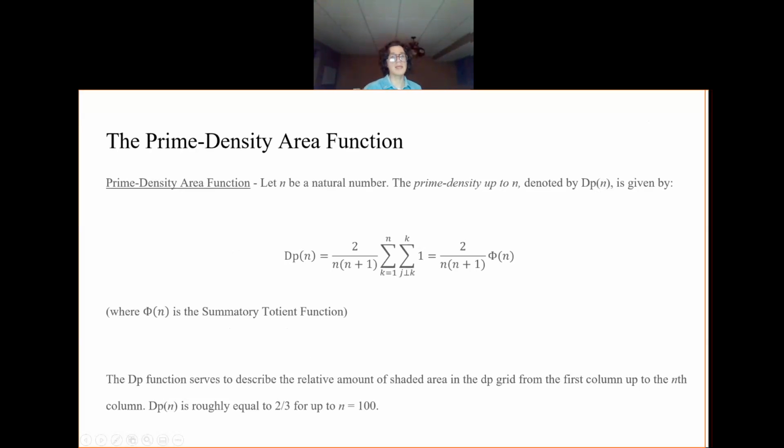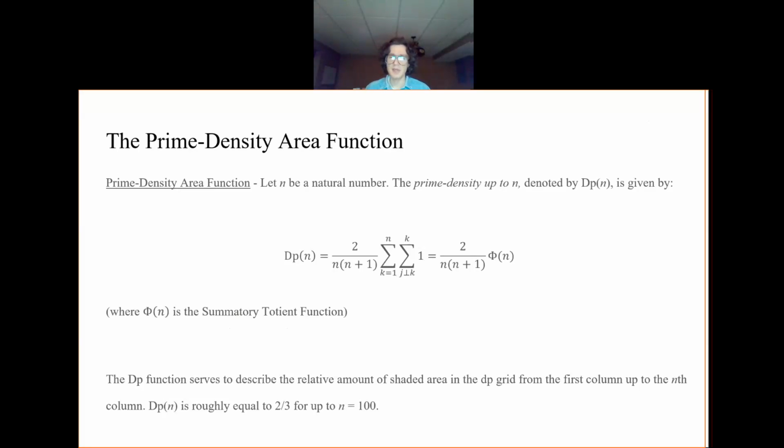We also obtain the prime density area function, which serves to describe the relative amount of shaded area in the dp grid from the first column up to the nth column. So if you think about the prime density functions that we saw previously describing the relative amount of shaded area within a single column, big dp of n keeps a sort of running tally. So it's, as you might expect, highly related to the summatory totient function, big phi of n.